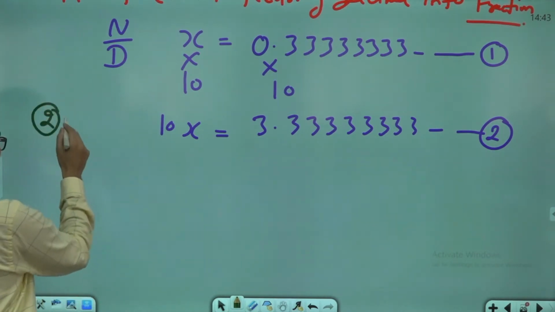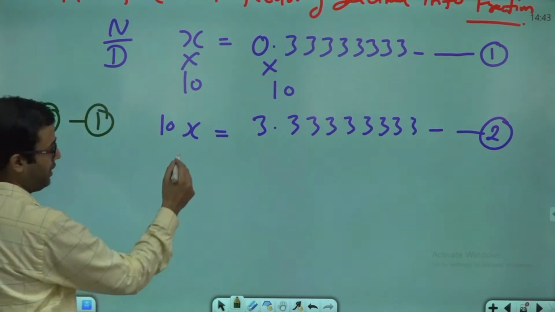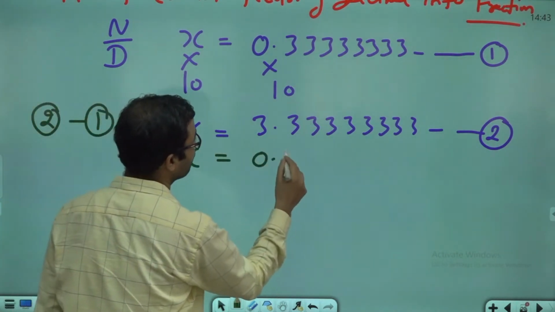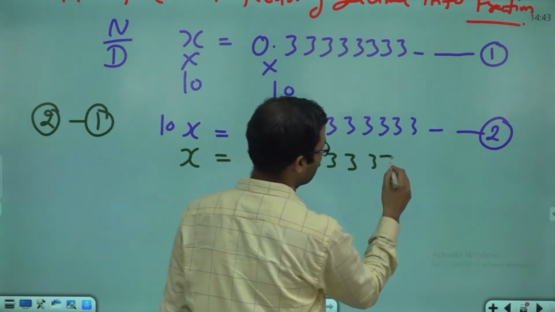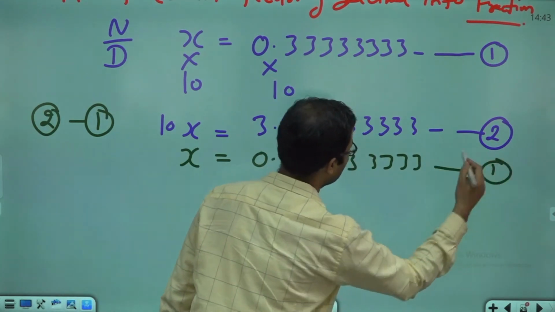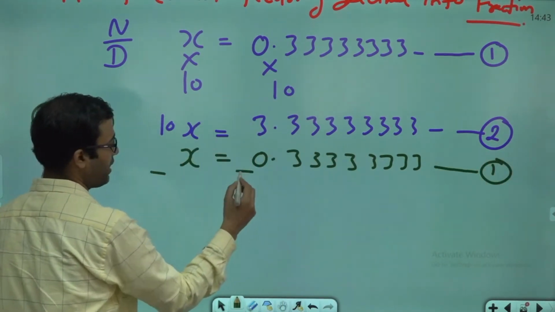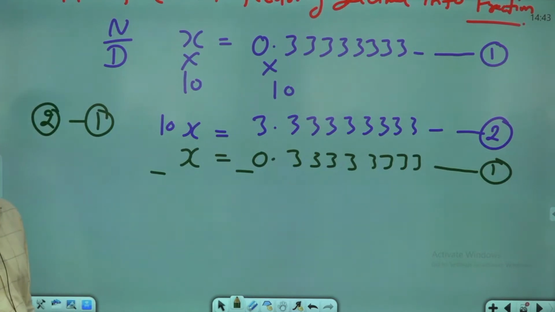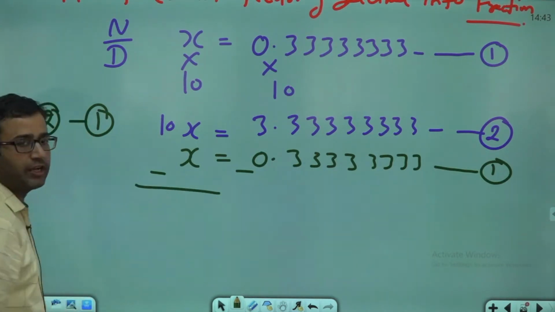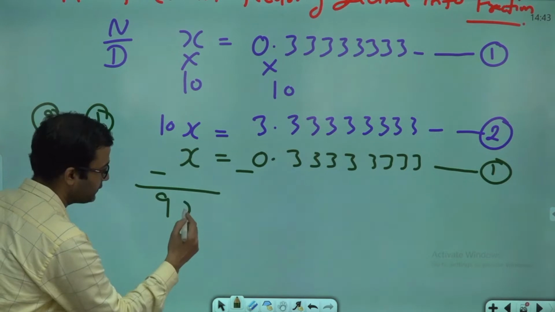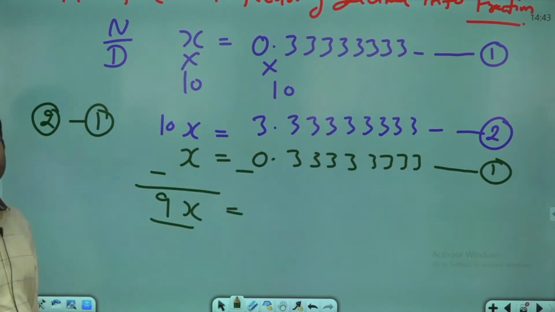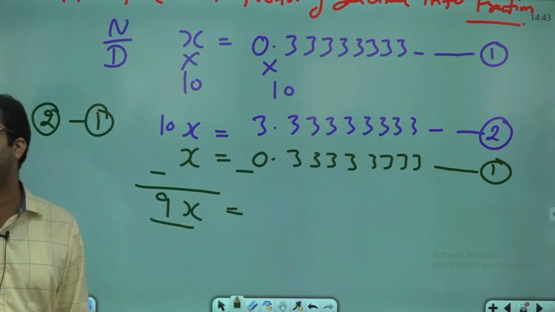Equation number 2 minus equation number 1. I write equation 1 here: x is equal to 0.333333. This is equation number 1. So I subtract. On the left hand side, what we will get? 9x. On the right hand side, 3.333 minus 0.333.